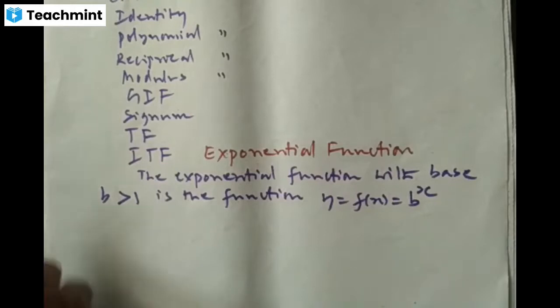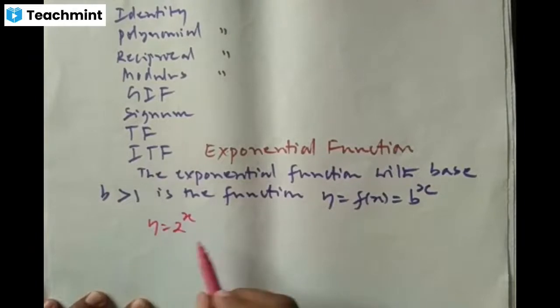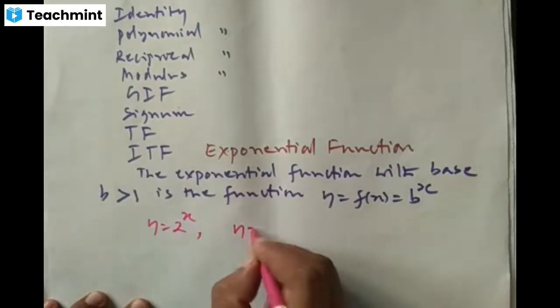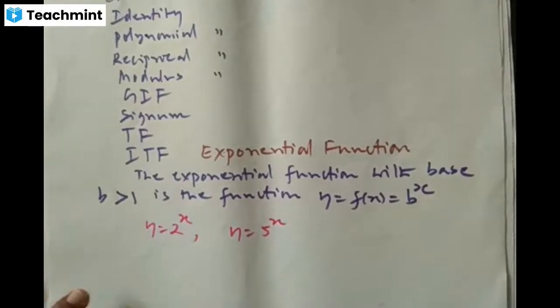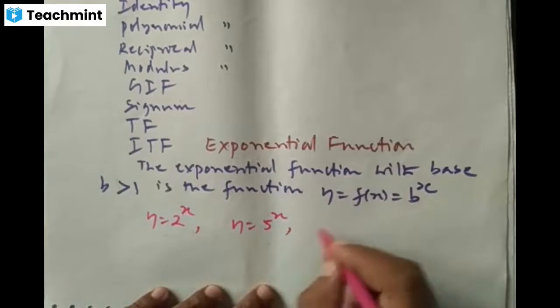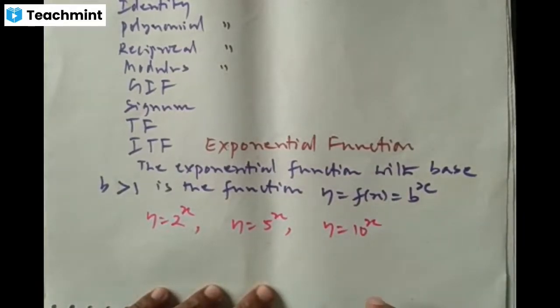For example, y is equal to 2 power x. What is the base here? Base is 2. y is equal to 5 power x. This is also an exponential function. What is the base here? Base is 5. y is equal to 10 power x. This is an exponential function. Here base is 10, right?